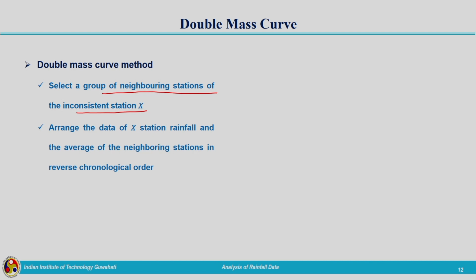So, first we arrange the data in reverse chronological order, and the next step is to average out the data from the neighboring stations. If 6 neighboring stations' data are there, we find the average of rainfall data from all these stations, and we have the data from the particular station which has inconsistent data. After that, we need to plot the mass curve. For that, we have to calculate the cumulative rainfall data. Once the cumulative rainfall data for each interval is ready, we will plot the double mass curve.